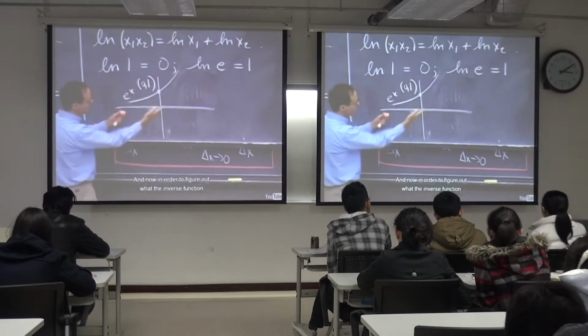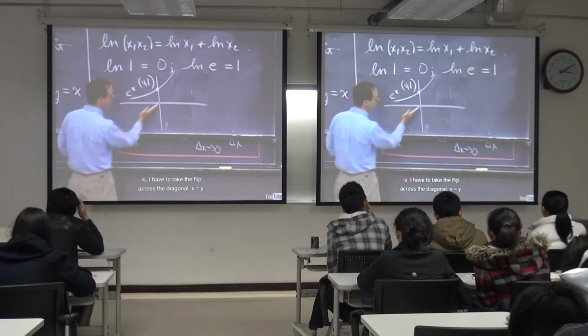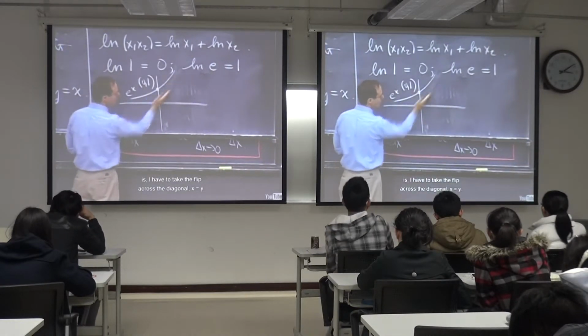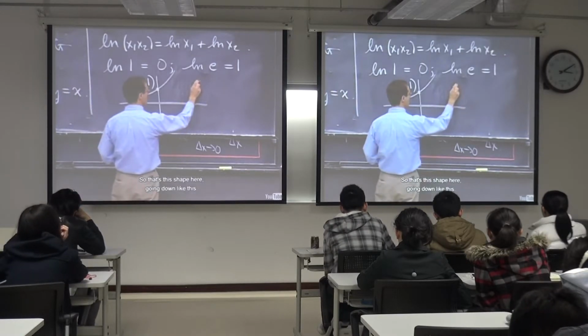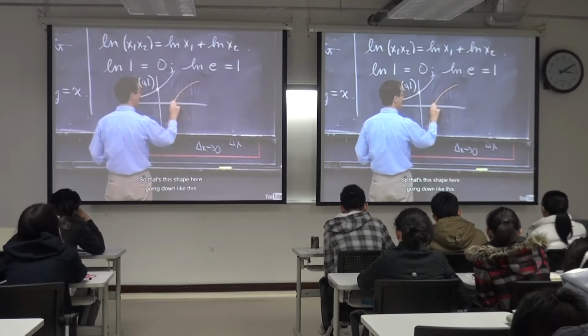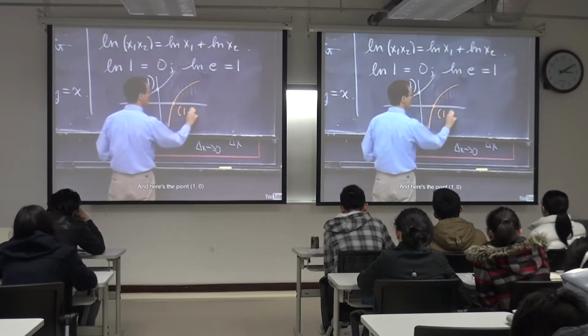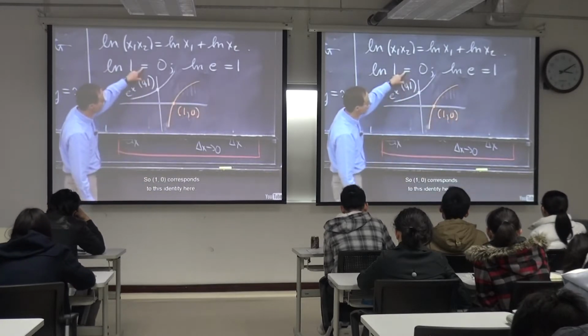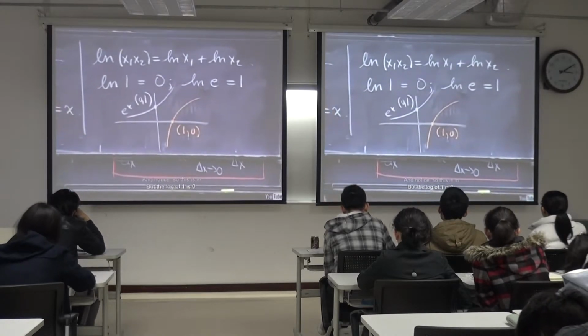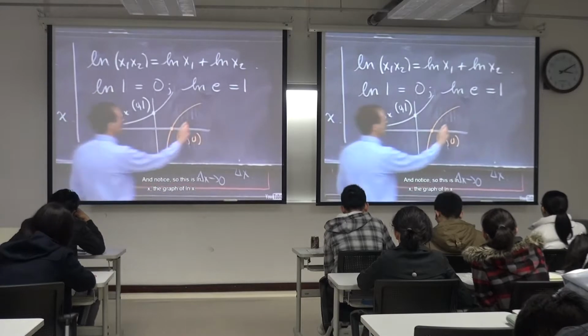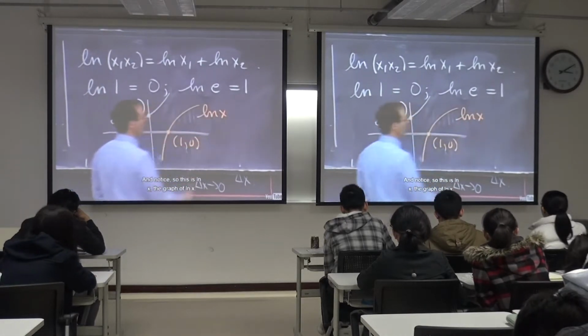And now, in order to figure out what the inverse function is, I have to take the flip across the diagonal x equals y. So that's this shape here, going down like this. And here's the point, 1, 0. So 1, 0 corresponds to this identity here, to the log of y. And notice, so this is log x, graph log x.